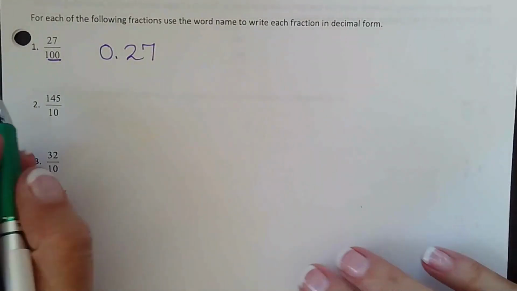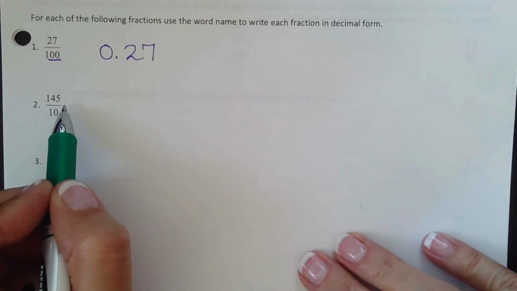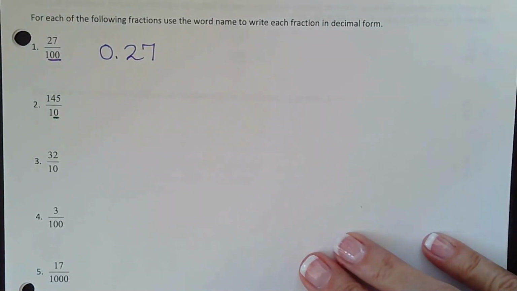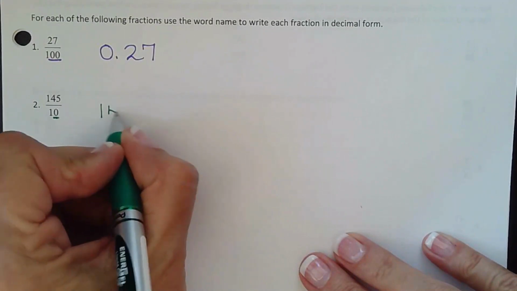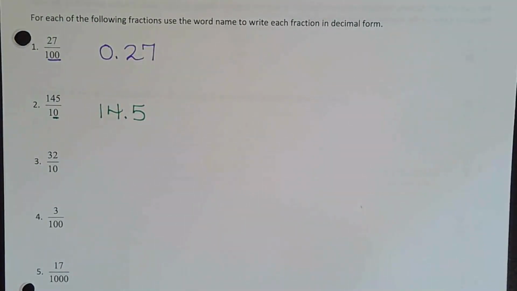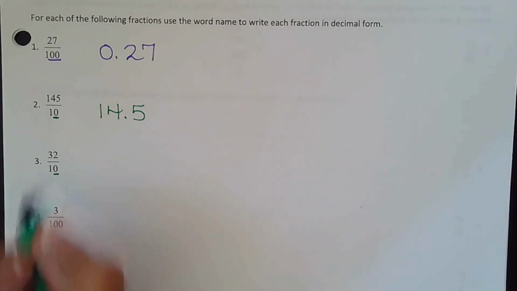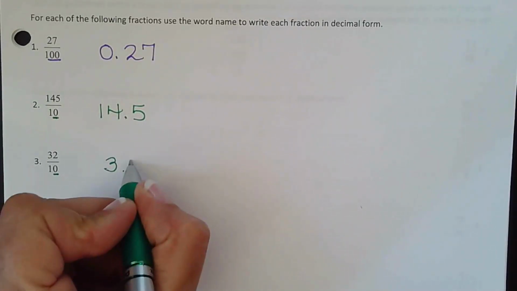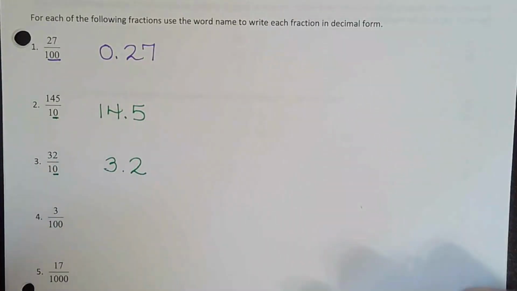145 divided by 10 says 1 decimal place. So that means the 14 must go in front because only one number can be after the decimal. Another one, only 1 decimal place. So that means the 3 goes in front and only the 2 can go after the decimal.